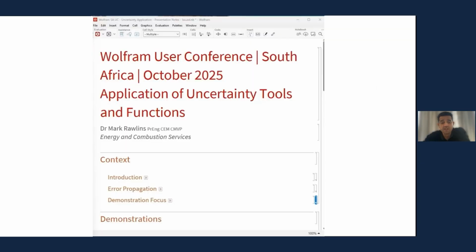Our first speaker today is Dr. Mark Rawlins, who is the Executive Chairperson and Chief Engineer at Energy and Combustion Services Group.